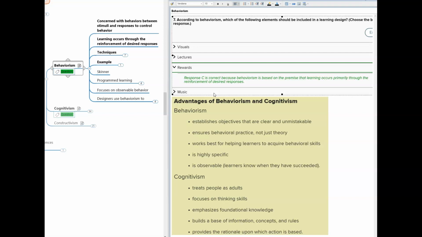Inside of behaviorism, there are some advantages. Establishing objectives that are clear and unmistakable, ensuring behavioral practice, not just theory. It works best for helping learners to acquire behavioral skills, highly specific and observable. Learners know when they've succeeded.